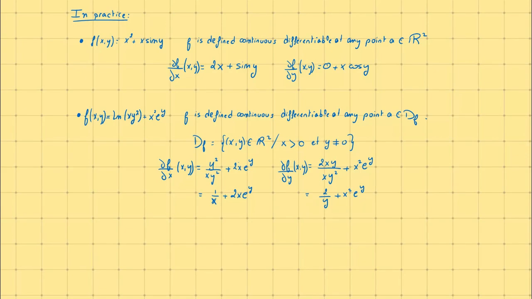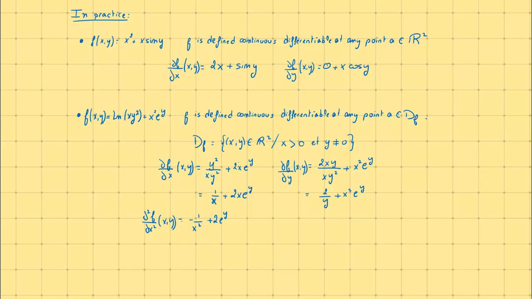Now we can go even further and calculate the second derivative. It will be denoted by d2f over dx2, and that's equal to the derivative of the first one. So the derivative of 1 over x in this case will be minus 1 over x^2 with respect to x, of course, and the derivative of 2x e^y will be 2e^y. We can calculate the second derivative, in fact, of df over dx with respect to x or to y, and also the derivative of df over dy with respect to x or to y. So we have 4 second order derivatives. So d2f over dx2 will be minus 1 over x^2 plus 2e^y.